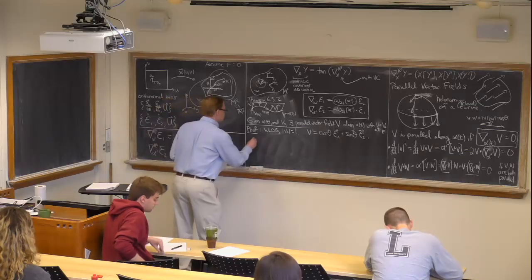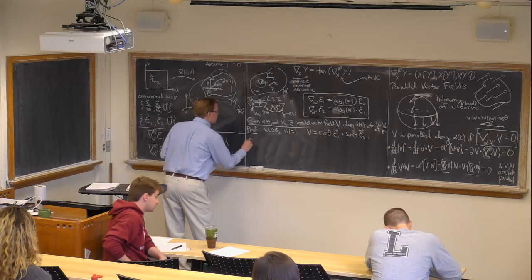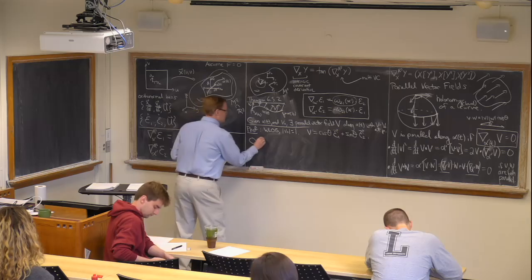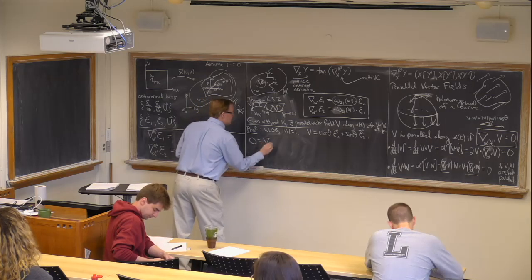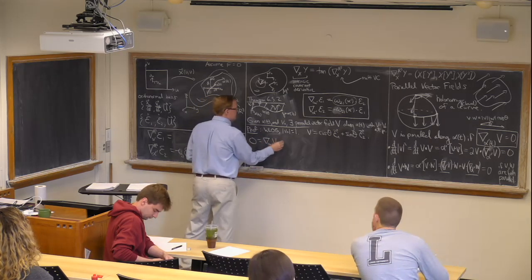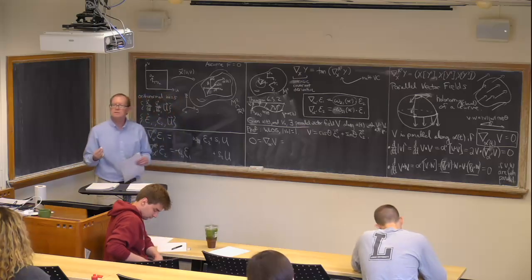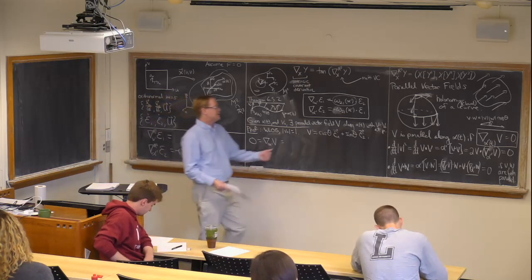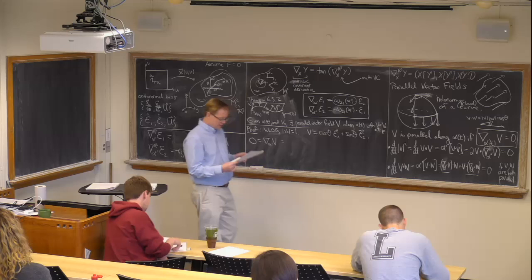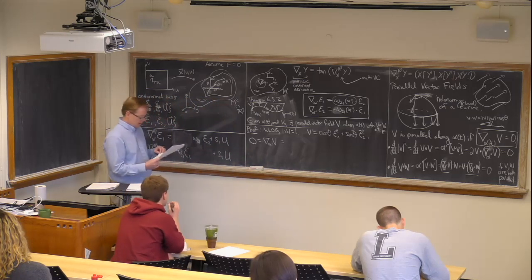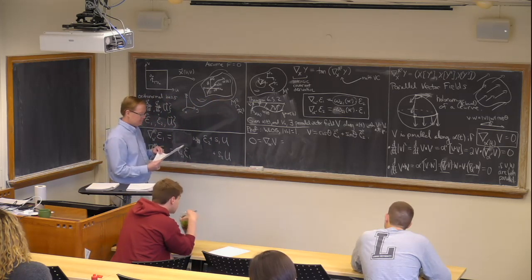Now the equation I want to solve: to be parallel, I need 0 to equal the covariant derivative along the curve of V. This is the defining characteristic. I need that to be 0. So right now I have to show that there exists some theta of t, some theta defined along the curve, so that this is 0.